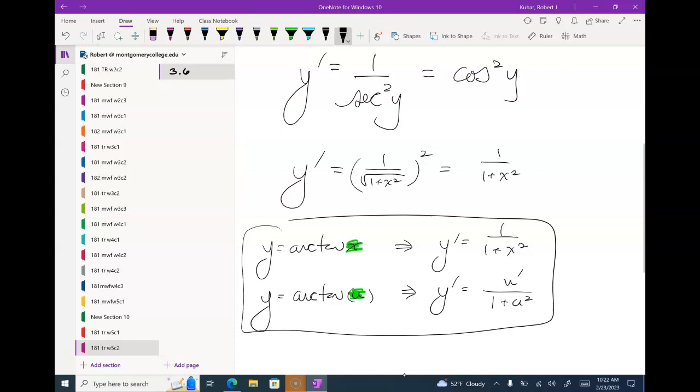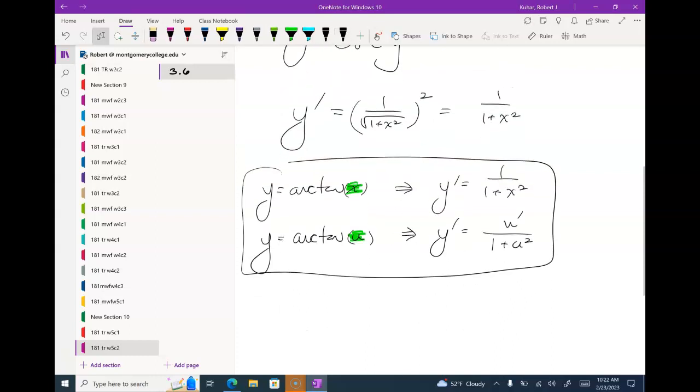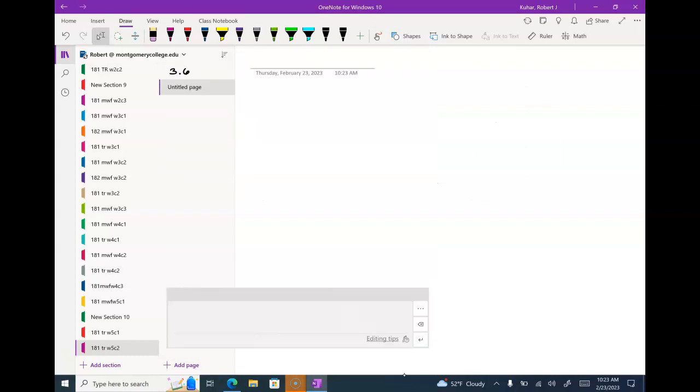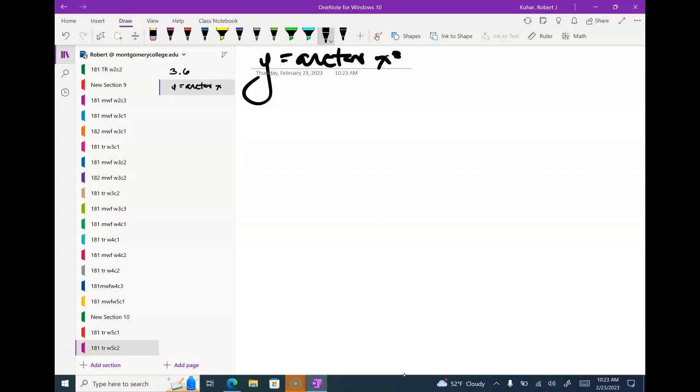So we kind of want both these versions on our formula sheet. And of course, it's the second one that we are more concerned with. If we have that one down, we have everything we need. The first one only works if the inside is x, right? So let's do one of my favorite problems here. Let's do y equals arctan of x squared, and let's find y prime and y double prime.